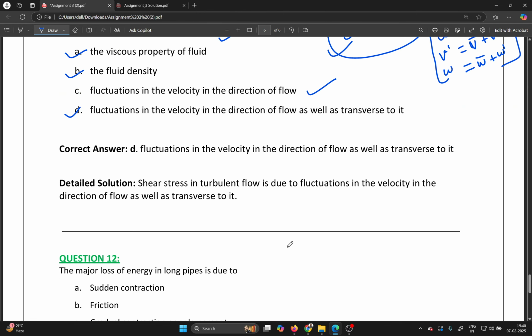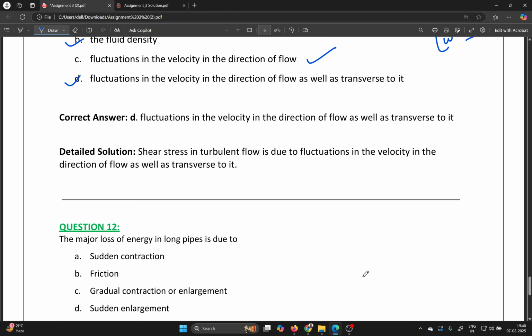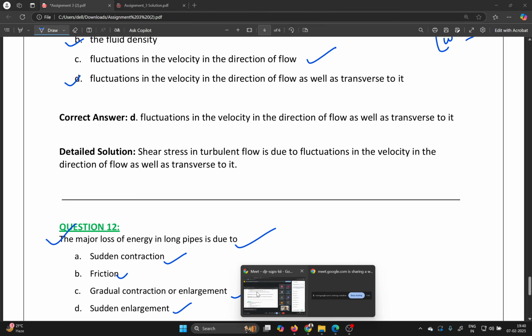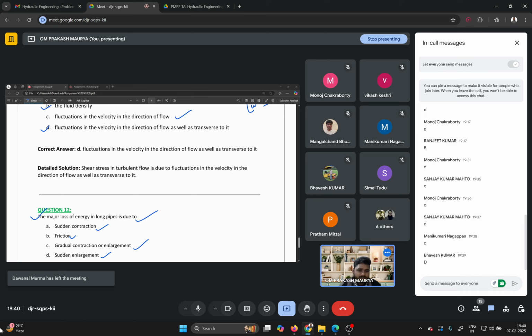Now we'll move on to the next question. Next question is, the major loss of energy in a long pipe is due to sudden contraction, friction, gradual contraction or enlargement, sudden enlargement. The major loss of energy in a long pipe is due to. Very important question, question number 12.